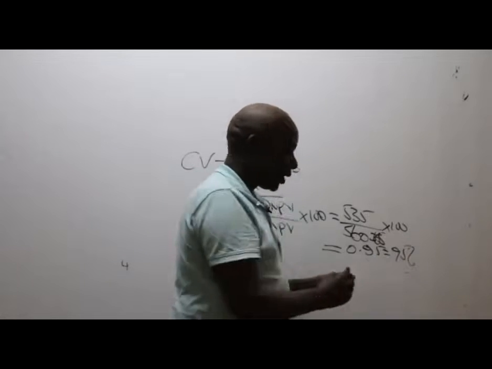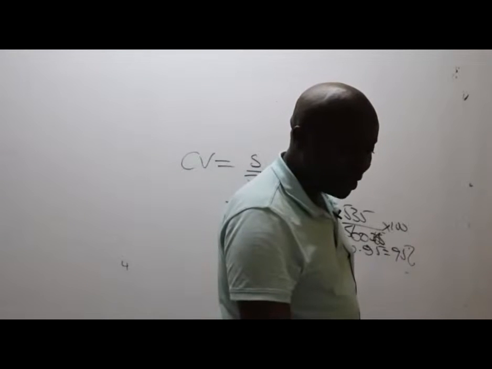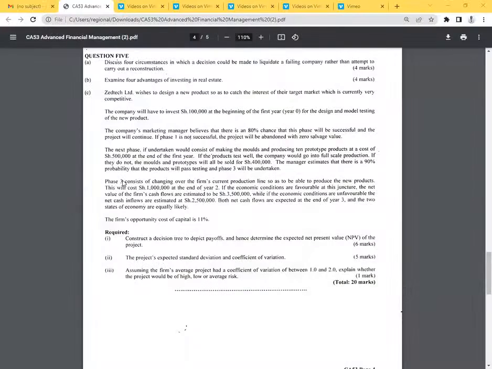Quite huge. It's quite a high risky project, but it depends on the comparator. What are they comparing this against? Let's see here. So when you look at Roman 3, assuming the firm's average project had a CV of between 1 and 2, perhaps could have been 1.5, explain whether the project would have been of a high, low, or average risk.